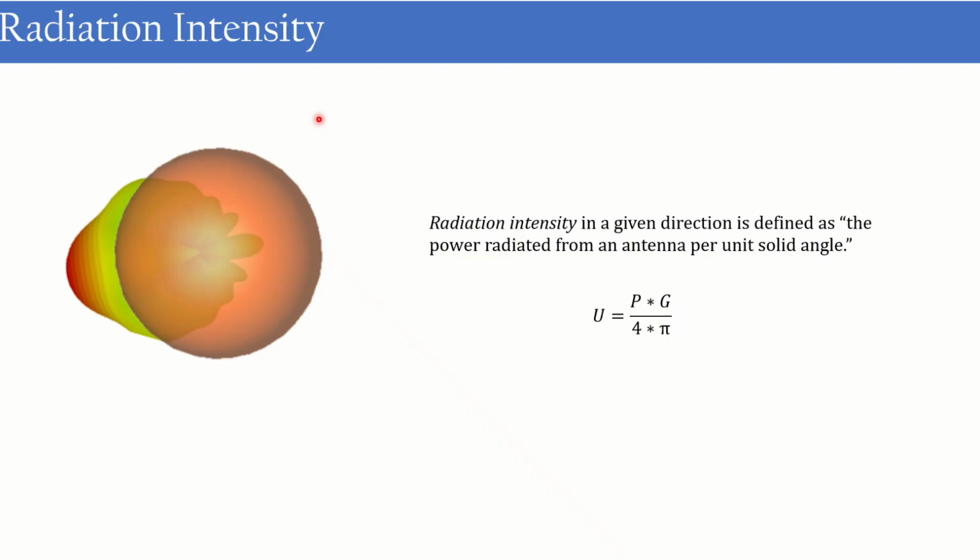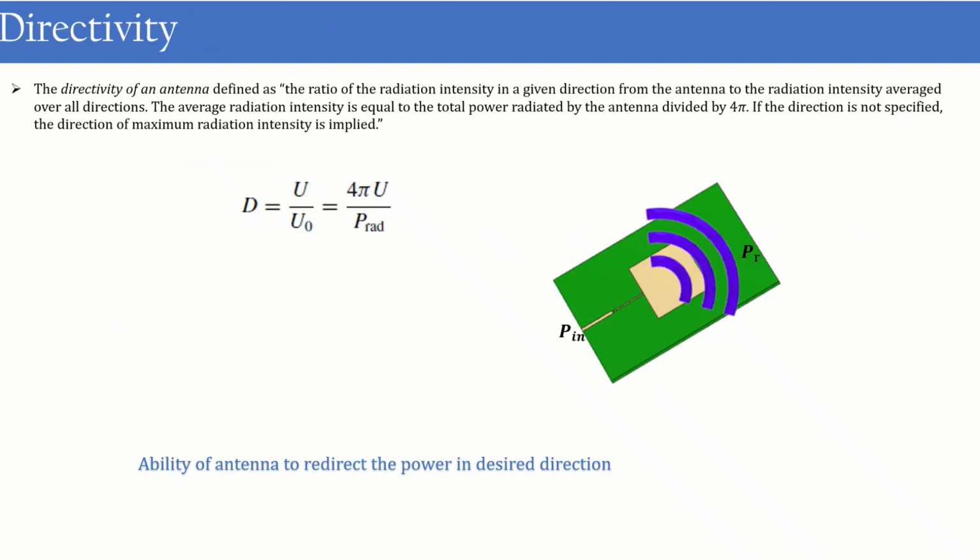We require radiation intensity to define the directivity. That's why I put this here. Directivity of an antenna, in simple terms, measures the ability of the antenna to redirect the power in a particular direction. In definition, the directivity of the antenna is defined as the radiation intensity in a given direction to the radiation intensity averaged over all the directions. This is the radiation intensity in a particular direction. This is the average radiation intensity.